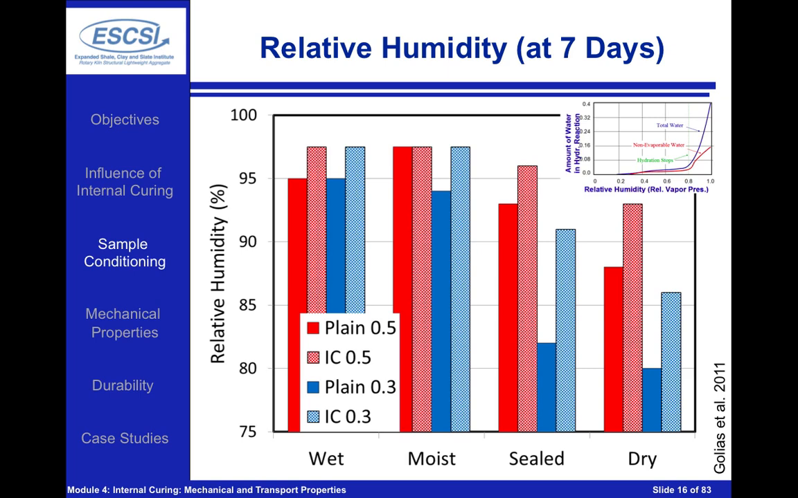So again, in the sealed case or in the drying cases, we can see a huge benefit of internal curing. Those benefits aren't seen as much when you get to the wet case, because the wet case is supplying additional moisture from the outside. That moisture is going in and filling in the pores, doing exactly the same thing that we would expect the internal curing to do. However, in the sealed case and the drying case, we're getting about an 8%, 10% increase in the relative humidity just from the internal curing in the 0.3 water to cement ratio case.